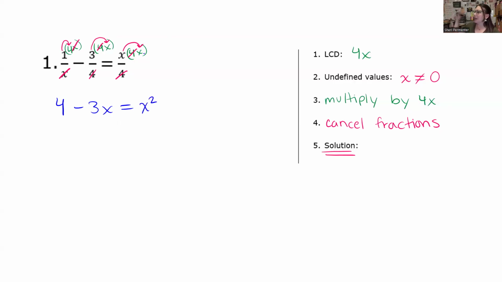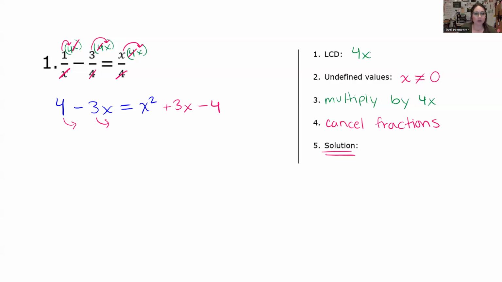Up at the top, it said anytime you get an x squared, we're going to probably set it equal to 0 and solve it. Not probably, we are. Anything with an x squared, we're going to set it equal to 0 and solve. When we do that, we take a look at wherever the x squared is. If it's positive, leave it and move everything else. This x squared is positive, so I'm going to move both of these over. So I'm going to add 3x and subtract 4. And now I will be equal to 0.